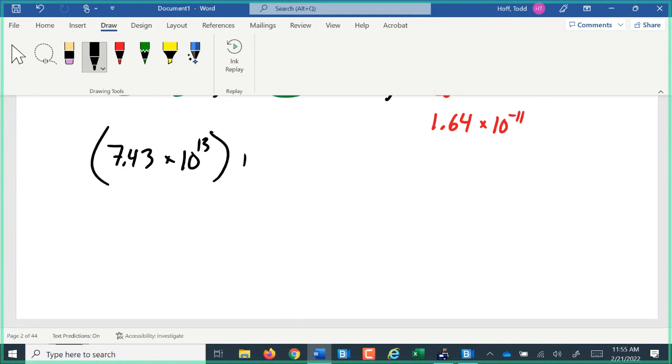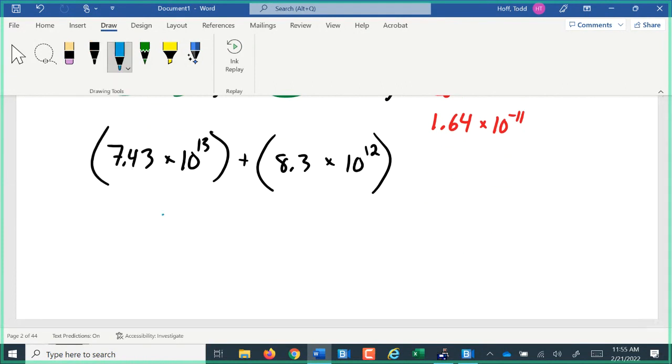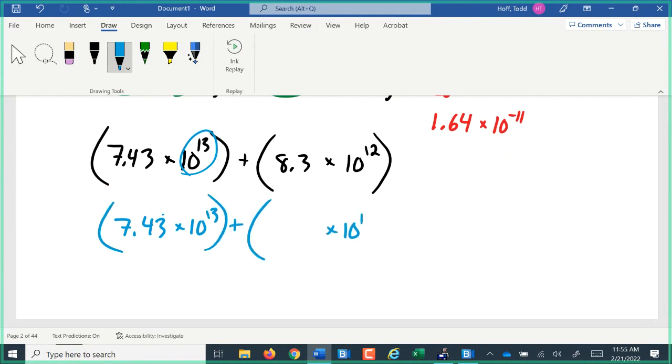What if we don't have the same power of 10 when we go to add? Something like this, 7.43 times 10 to the 13th plus 8.3 times 10 to the 12th. Typically, what we will do is we will go to the larger power of 10. So 10 to the 13th is going to stay, so that's just going to be the 7.43 times 10 to the 13th. This one's going to get changed to 10 to the 13th.